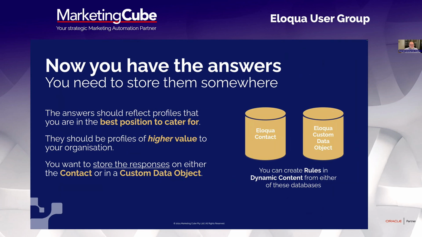Now, the other important part to throw into this exercise is where do you store that information? This is probably more of a discussion that happens from an architectural point of view: do we store that on the contact or do we store it in an Eloqua custom data object? There's a range of reasons as to why you would do one or the other, but the fact is you need to store it somewhere so that you can use it, because as you saw earlier, we can use data from either of those two to drive the dynamic content rules that we need.